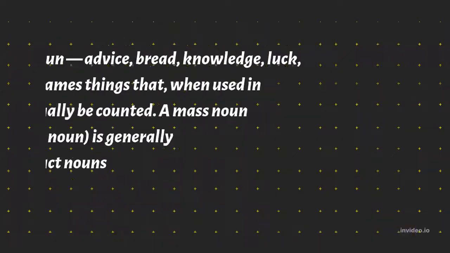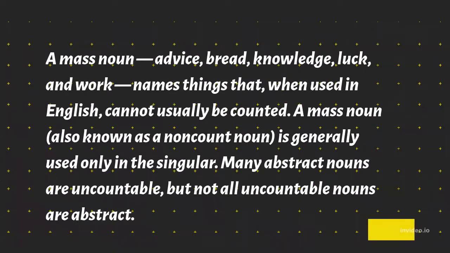A mass noun, advice, bread, knowledge, luck, and work, names things that, when used in English, cannot usually be counted. A mass noun, also known as a non-count noun, is generally used only in the singular. Many abstract nouns are uncountable, but not all uncountable nouns are abstract.